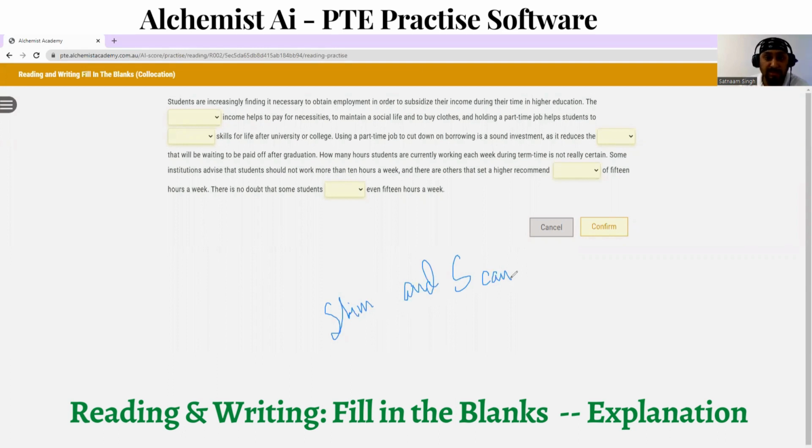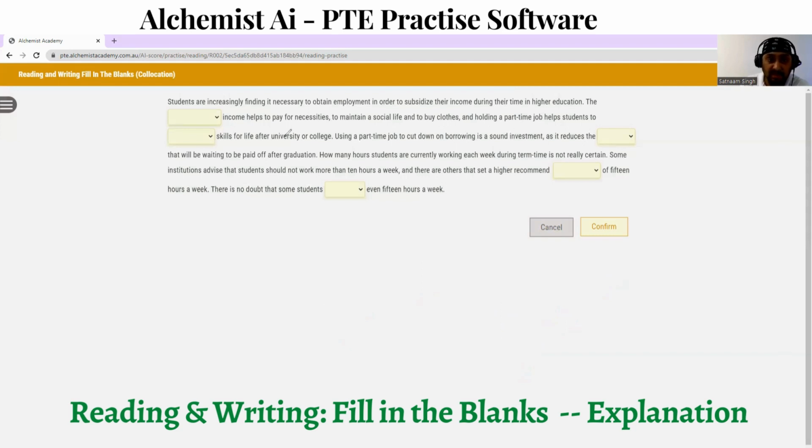What do you see by skimming and scanning the text? By skimming and scanning this text, we can see that this is all about probably students and part-time jobs, right? So at least you got the main idea from here, and it has given you some key idea to begin with, right? So now, let's start reading. It says students are increasingly finding it necessary to obtain employment in order to subsidize their income during their time in higher education.